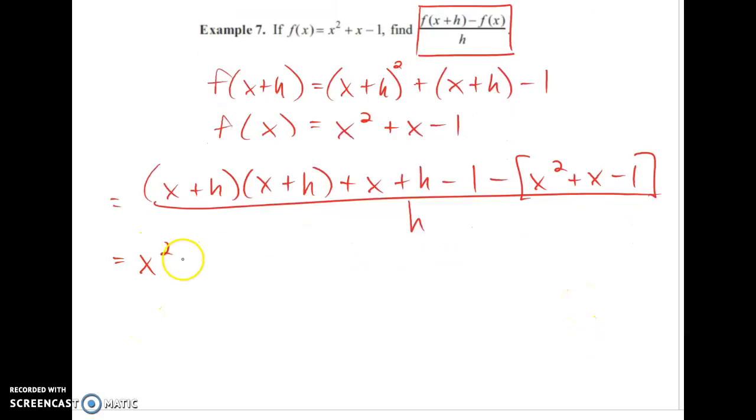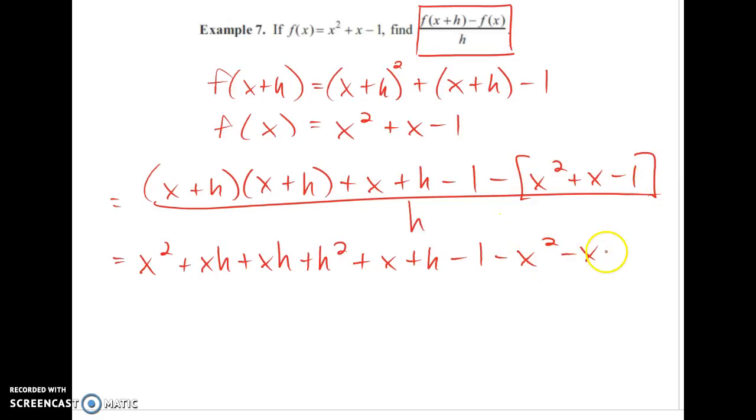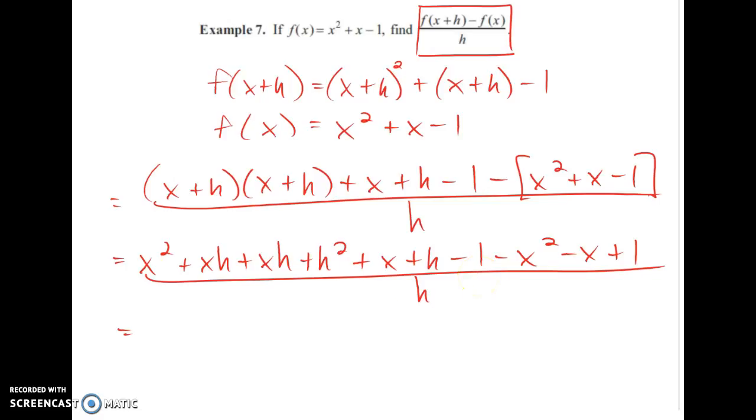So when I FOIL, I'll have x squared first, outside xh, inside xh, last h squared, still x plus h, and then minus 1. And then the bracket is just a helpful trick to differentiate, but also to remind you that you do need to distribute. So I'll distribute the negative, and that's all over h. Still pretty daunting looking, but things are really going to start to unfold nicely. And here's how. You have like terms. X squared minus x squared. X minus x. 1 minus 1.